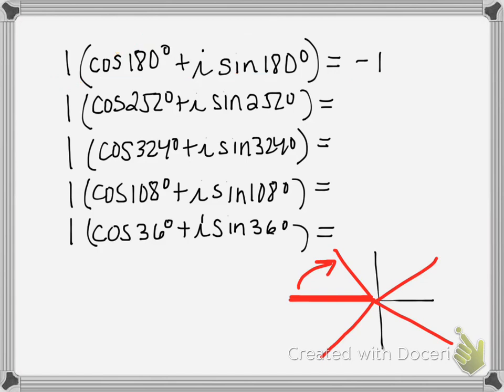Okay? So let's look at this other one here. Cosine of 252 is -0.309. And then the sine of 252 is negative 0.951, so that's going to be negative 0.951i.